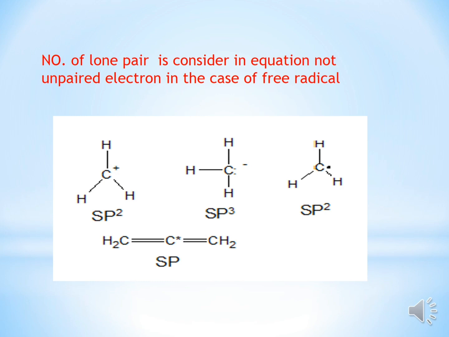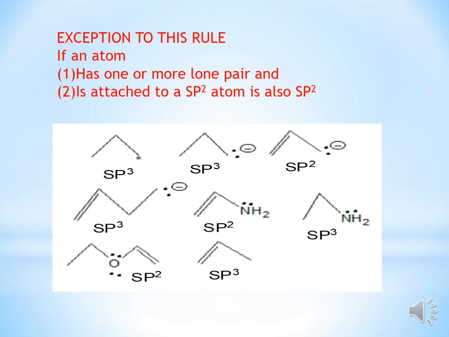Here carbon is doubly bonded, right? So that is why it's an sp hybridized carbon. Based on hybridization, let's see how the exception rule works. What is the exception rule? The exception rule is that if an atom has one or more lone pairs of electrons and it is attached to an sp2 atom, then it is also considered as sp2.